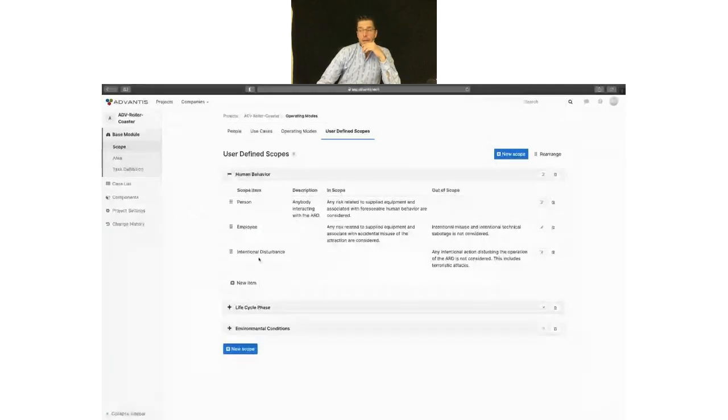Again, it's key that you choose your words wisely. Here is my recommendation: any risks related to supplied equipment and associated with foreseeable human behavior are considered. So the keyword is foreseeable human behavior. What is that? You can reference EN 13814, which has a definition for that. You can relate to that, what foreseeable human behavior is, because obviously that's a big one.